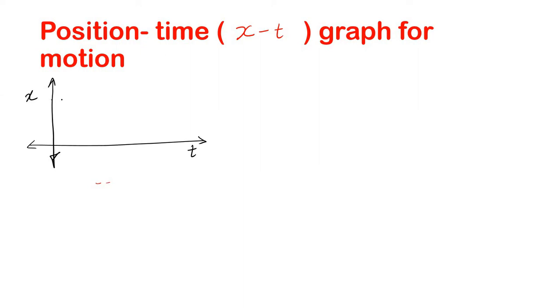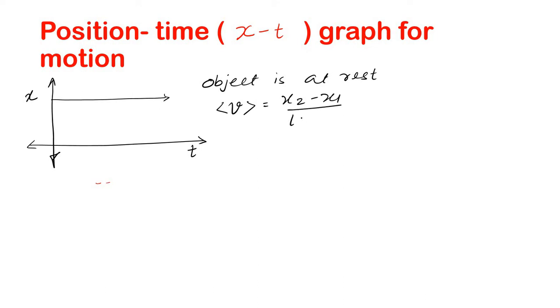If for different times the position remains the same, that means you can see over here the object is at rest. Its position is fixed, not changing with respect to time. So what is the average velocity of this object? (x2 minus x1) divided by (t2 minus t1) is going to be 0 because x2 and x1 are the same. So this is the graph which tells the object is stationary and velocity is 0. So this is the first case.